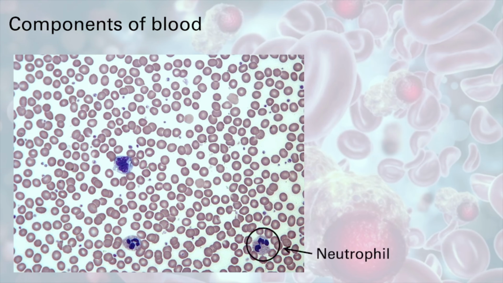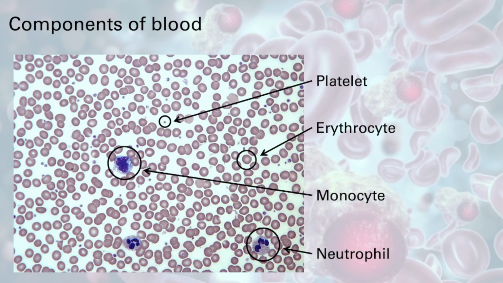And what we can see in this field of view are some leukocytes or white blood cells. So we have a couple of neutrophils and a mononuclear cell. Then we have a lot of red blood cells or erythrocytes, which are the most abundant cell in the blood. And then these small dots, which are our platelets, and despite being tiny, play a fundamental role in our survival.